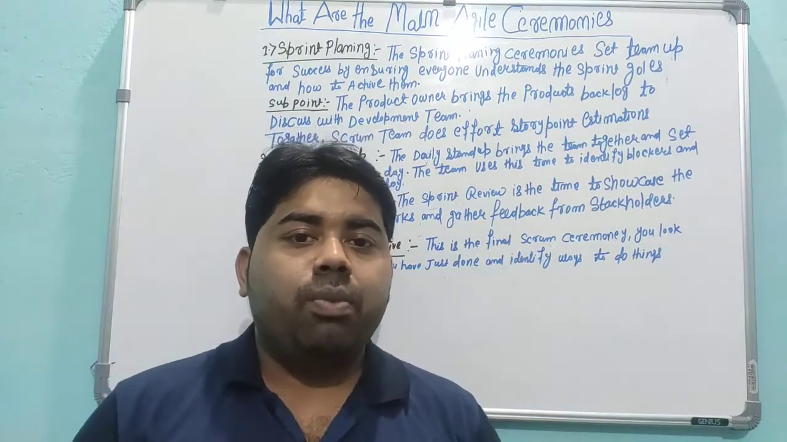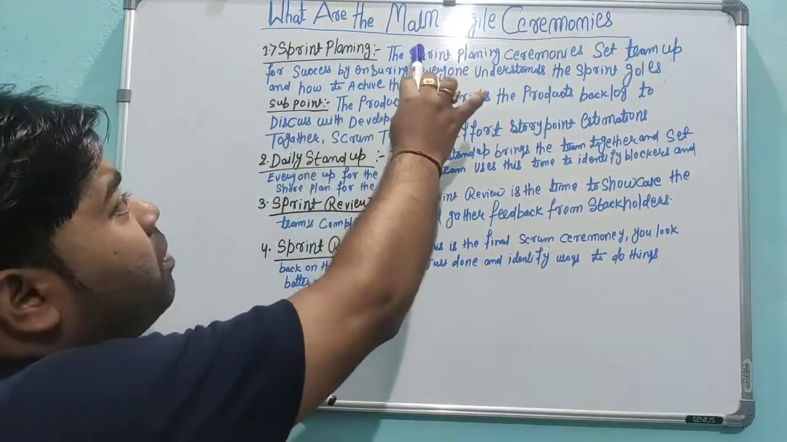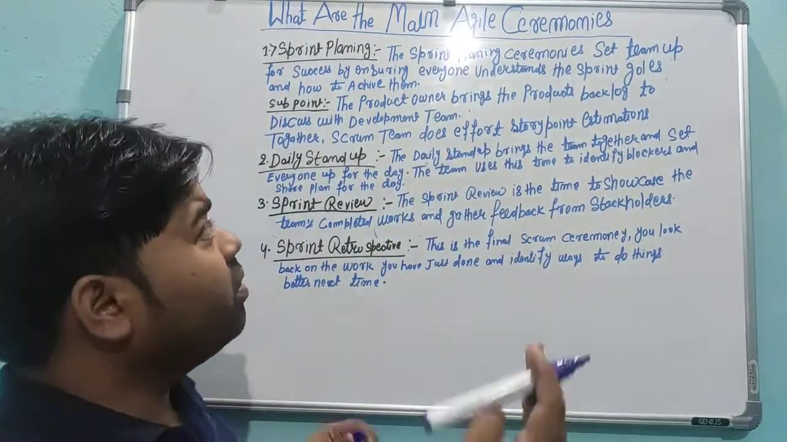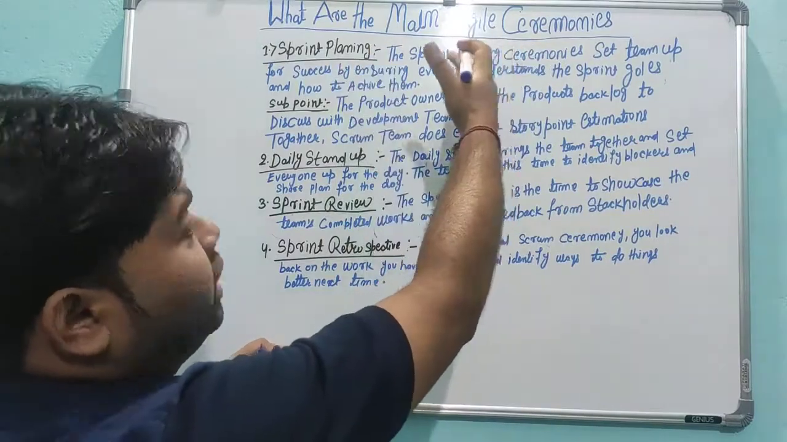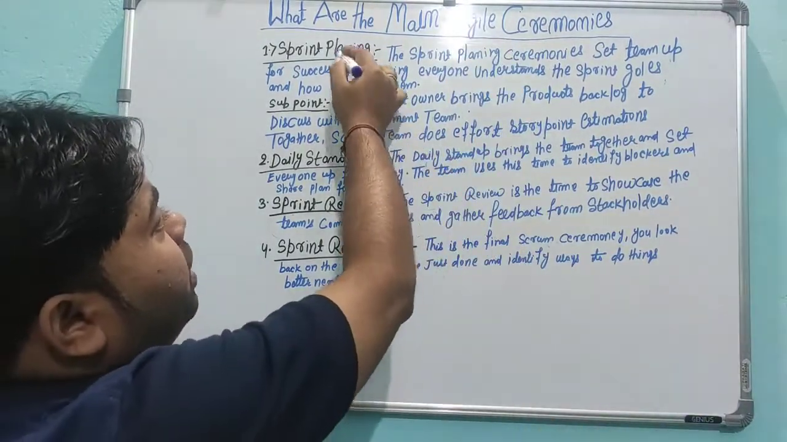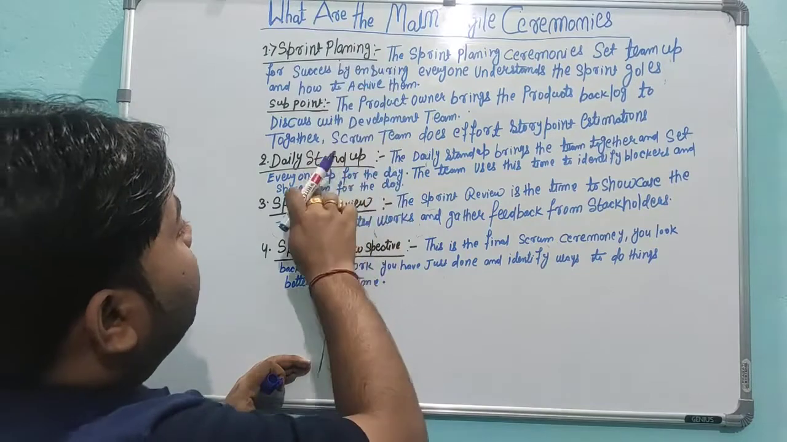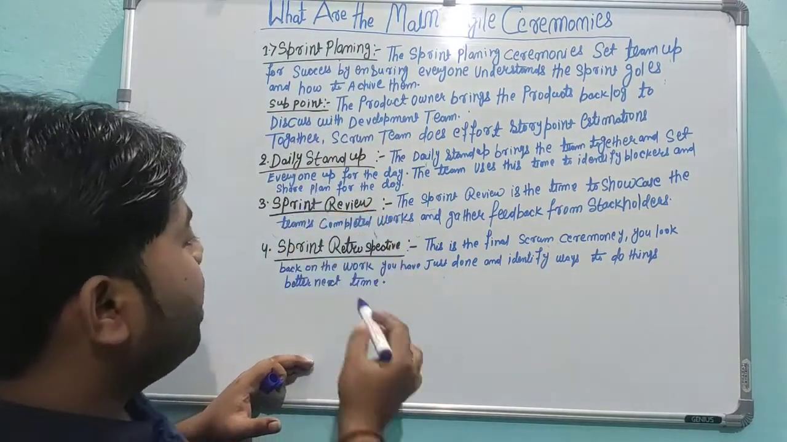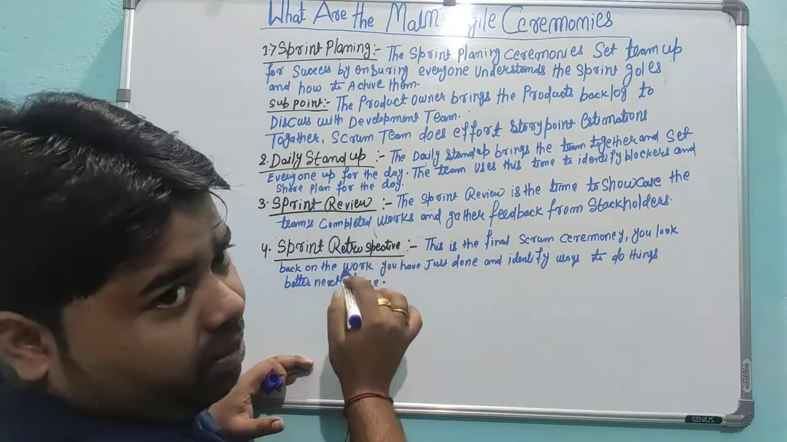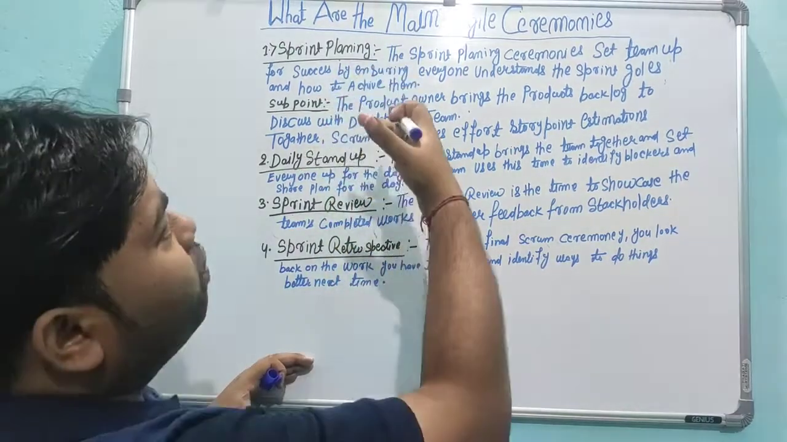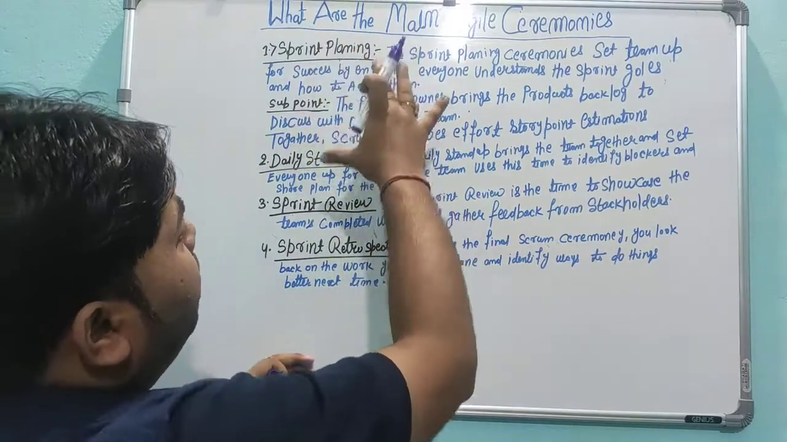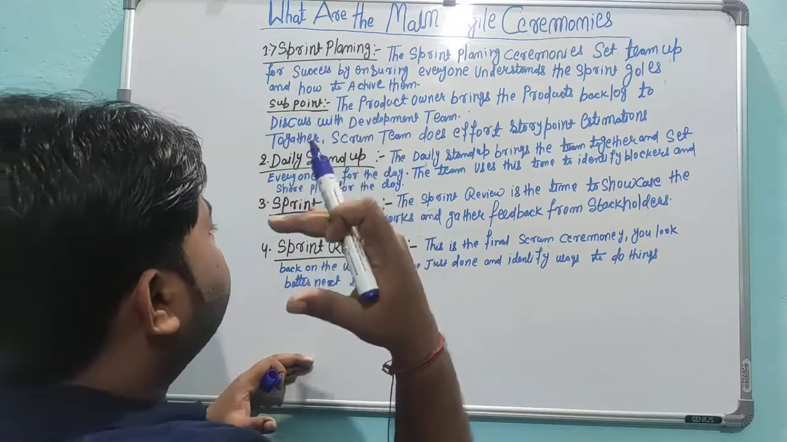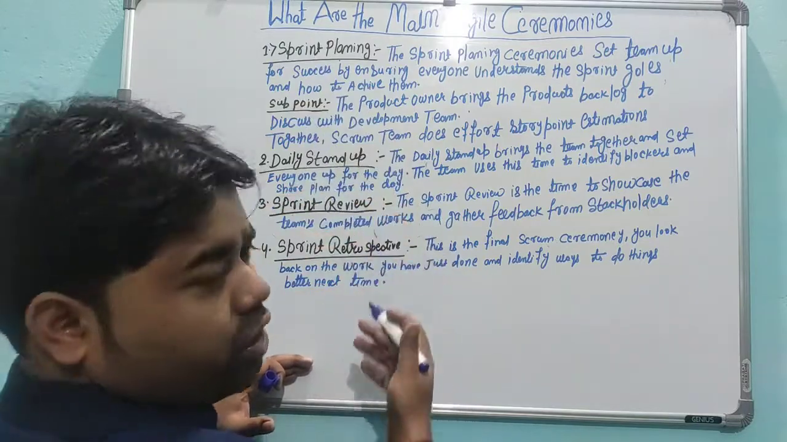So in this video we will discuss what are the main agile ceremonies. Okay, so let's see, we have mainly four agile ceremonies. First is your sprint planning, second is your daily stand-up meeting, third is your sprint review, and a sprint retrospective. Okay, so we can see one by one what is a sprint planning, what is a daily stand-up meeting, and a sprint review and a sprint retrospective.